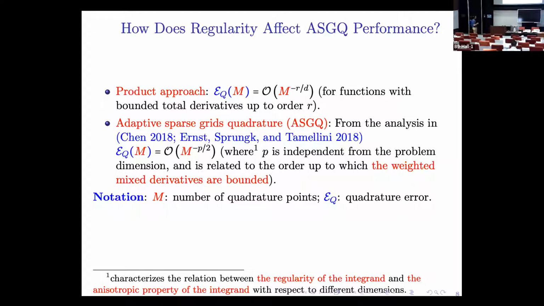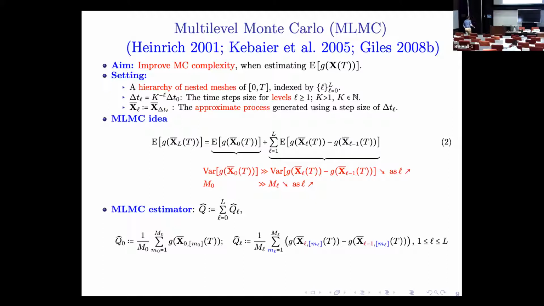Another thing is that this estimate is for unbounded quadrature. If you have a bounded quadrature, you can also get something slightly different from this, but it has the same rate of convergence that does not depend on the dimension. Okay. The third method that we consider is the multi-level Monte Carlo.